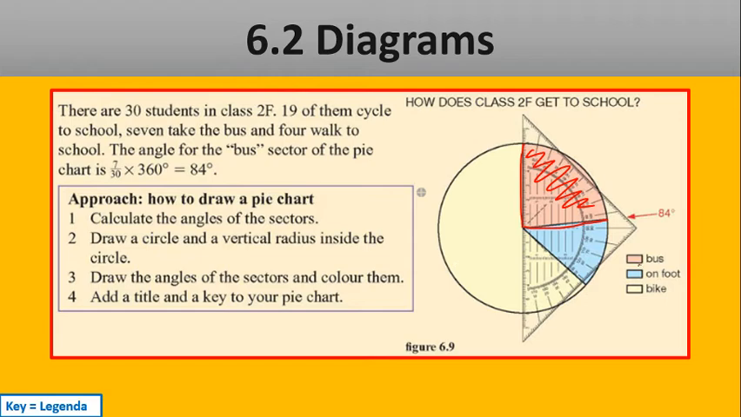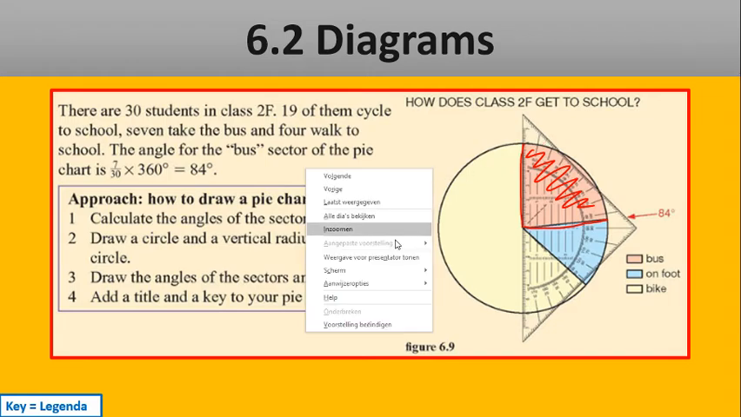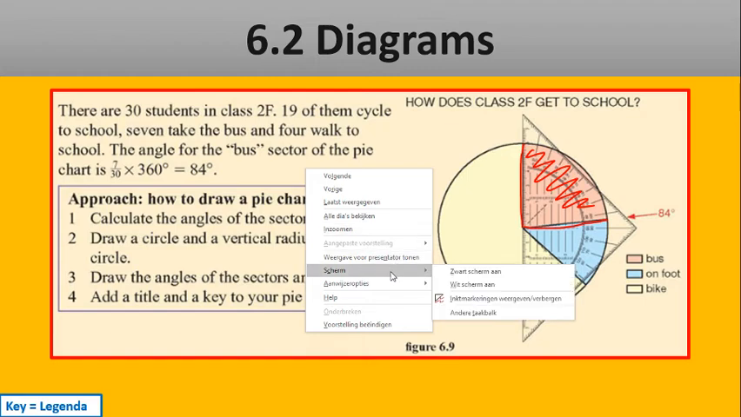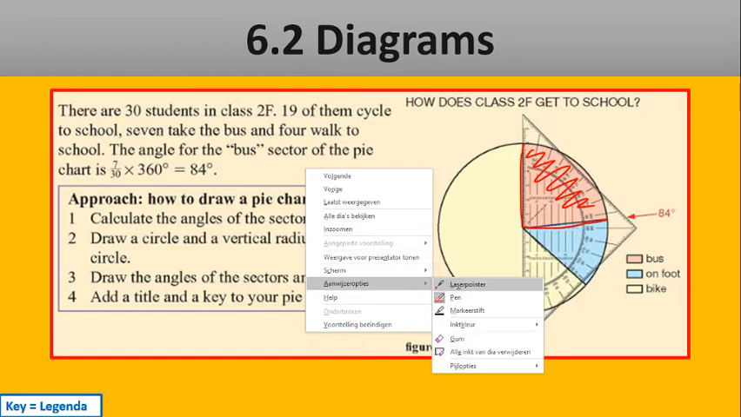Color them. Add a key. A key is a legenda, right? So we know what we're talking about. And add a title. How does class 2F get to school in this case? Right, I'm going to switch back to my pointer. I'm going to scribble on screen.